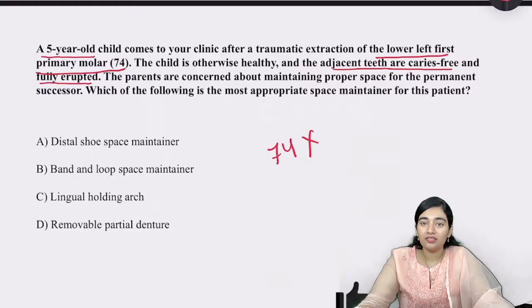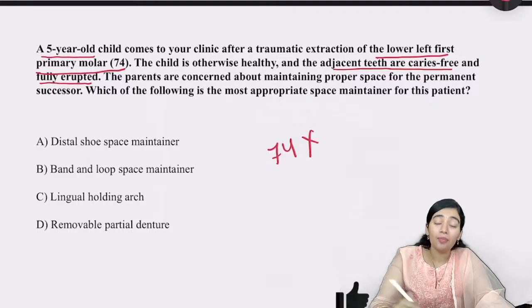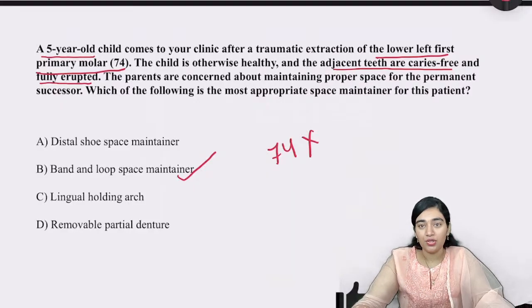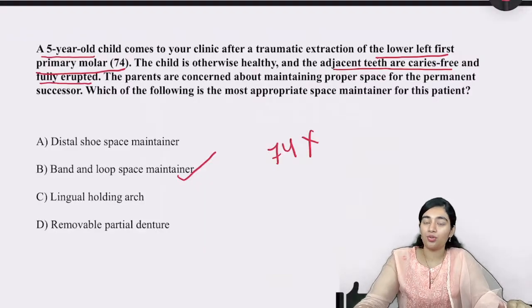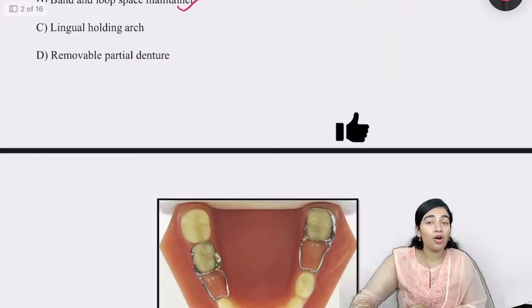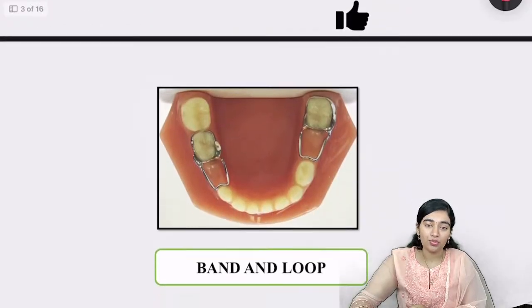It's very clear. There is single tooth loss in the mandibular arch and the adjacent teeth are all present. Yes, the answer would be a band and loop space maintainer. So the band and loop space maintainer is the space maintainer of choice in this particular clinical scenario. So let's discuss the band and loop.